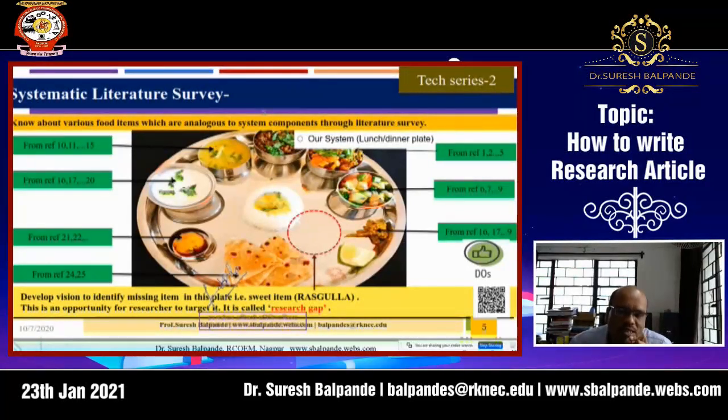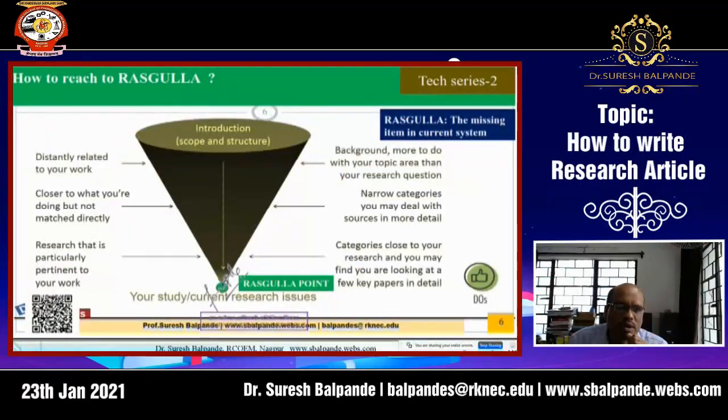What is the research gap? The research gap is rasgulla. So you have to find out that rasgulla. You should have this vision, and for that you have to practice it, put in more effort, and do continuous literature survey, then only will you come to this rasgulla point. So please remember, whenever you start working on some research topic, you have to find out the rasgulla. Remember this terminology of rasgulla. Now, how to reach the rasgulla point? For reaching the rasgulla point, which is missing in the current system, and that is the research gap which we have decided.